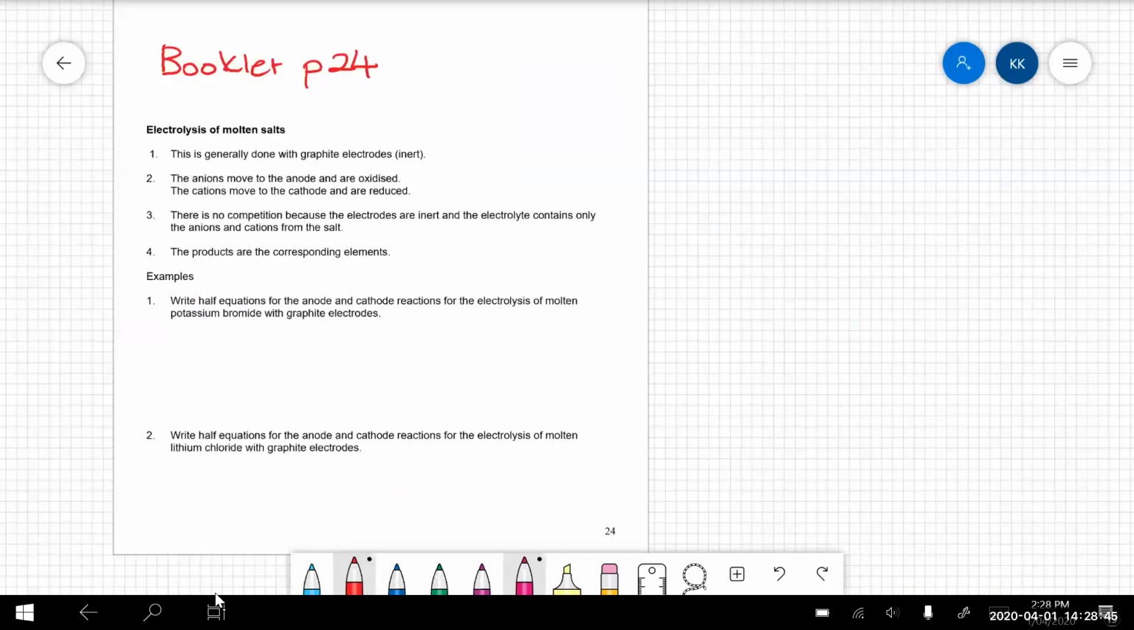Okay, so electrolysis of molten salts. We learned last lesson about what electrolysis is, and today we're going to look at how electrolysis actually occurs and what products you get when you do an electrolysis of molten salts. So the first thing I want to talk to you about, molten salts. Remember, salt is just another word for ionic compound.